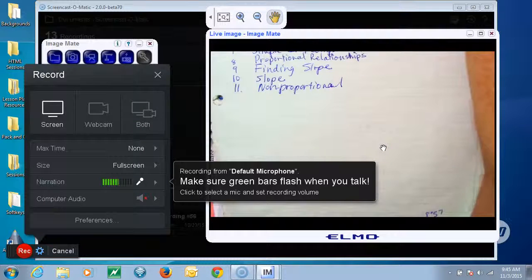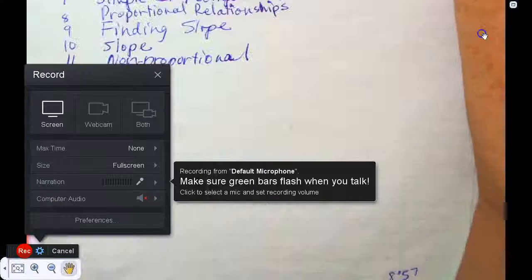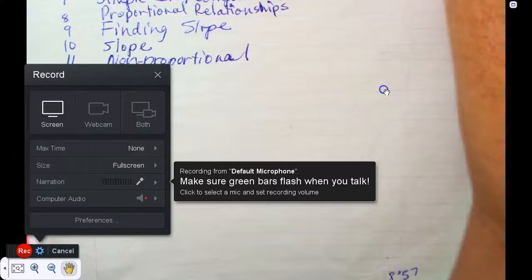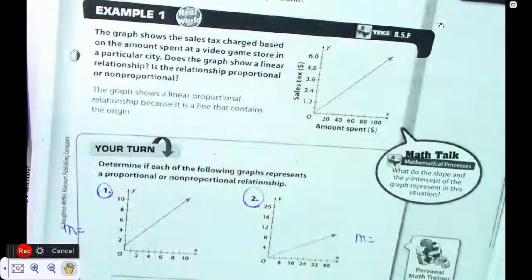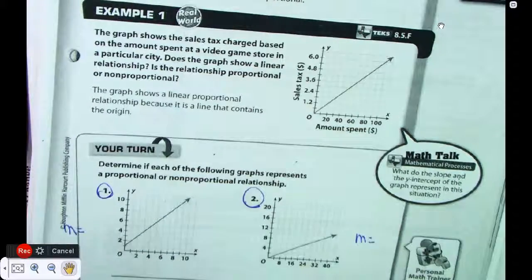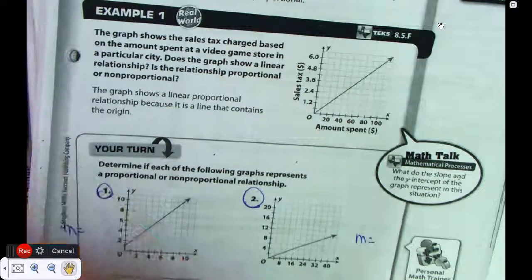Immediately, but don't do that. Okay? All right, so in your packet, look at the very first page in your packet.